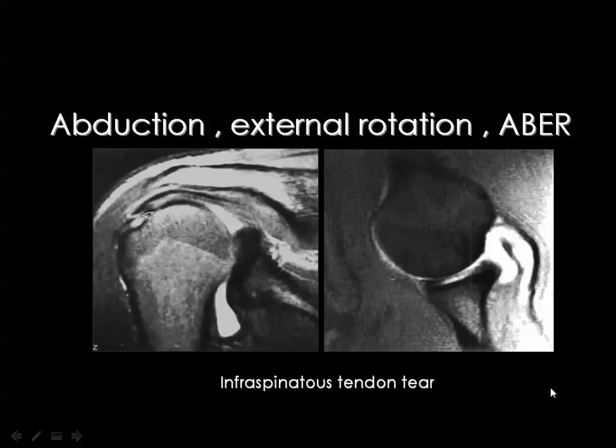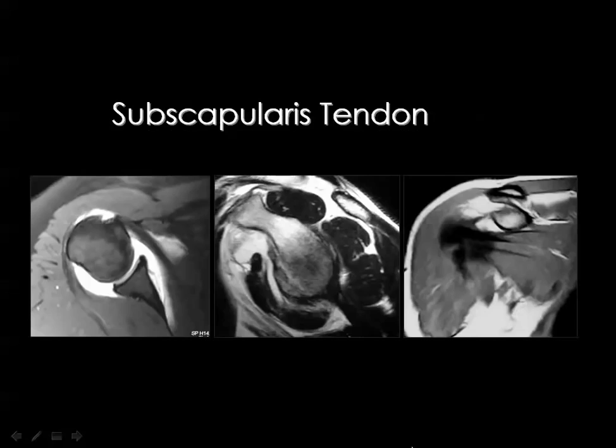And it's written in the books that if you are able to have this position, which is known as abduction external rotation, and this can be obtained by the patient whenever you are examining him in an open magnet, then you can appreciate the injuries of the infraspinatus as well as the supraspinatus tendon, which will appear clear enough in this particular position.